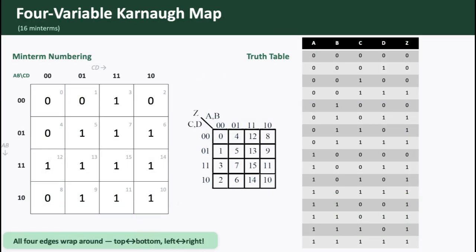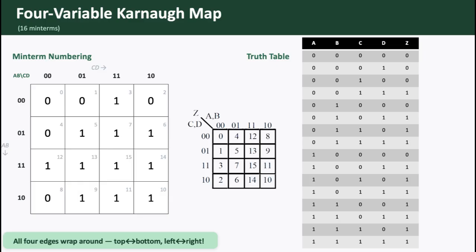Now we scale up to the 4-variable map, the most commonly encountered map in practice. We have 16 cells arranged in a 4 by 4 grid. The rows are indexed by AB and the columns by CD, both in gray code order, 0, 0, 0, 1, 1, 1, 1, 0. The full truth table for this example is shown on the right. 16 rows, one for each combination of A, B, C, D from 0000 to 1111 with Z values listed.